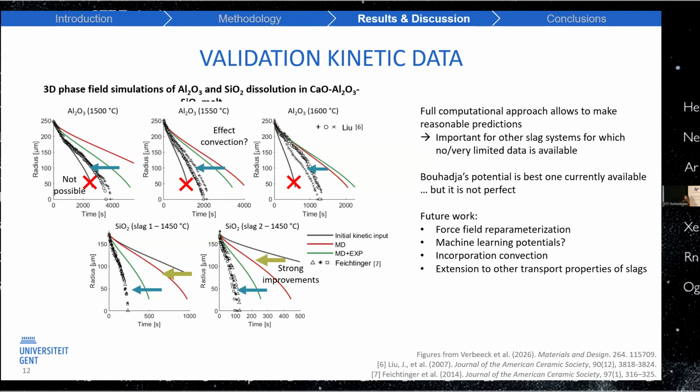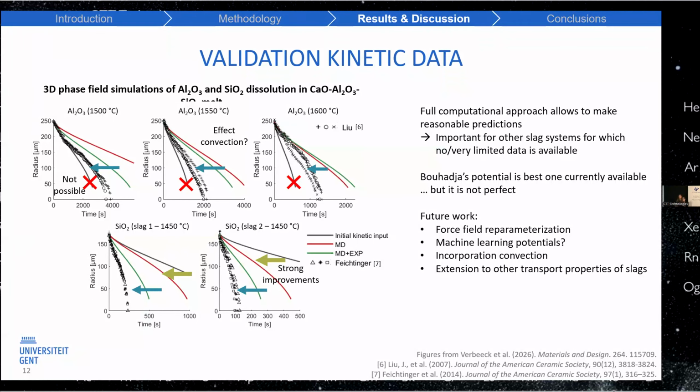So for future work, force field reparameterization could really be a priority, but it would also be very interesting to see how machine learning potentials would perform in this field, because that's really an emerging field that could be quite promising, but where it has not really been applied to ionic melts yet. There has been some work regarding glasses that is very promising, so it would be nice to also test this for the ionic melts.